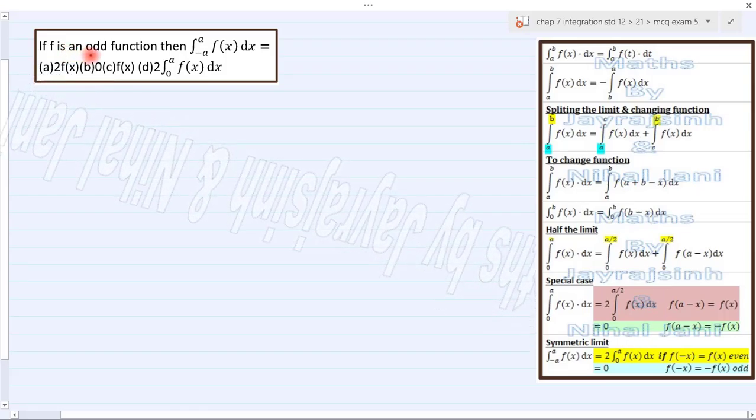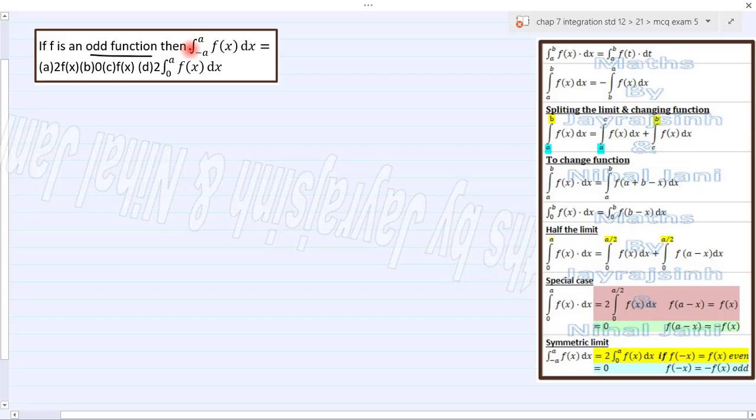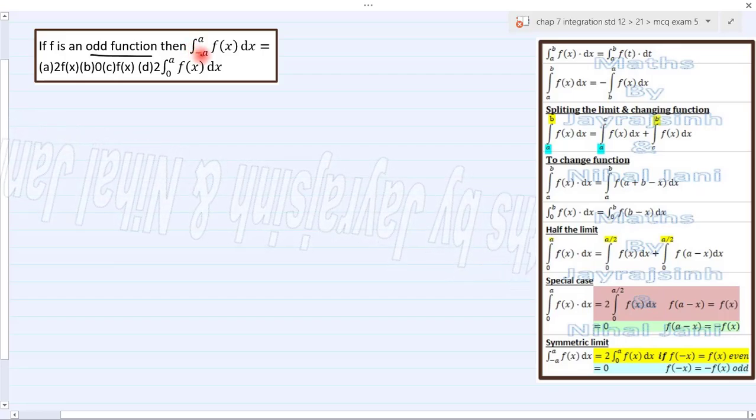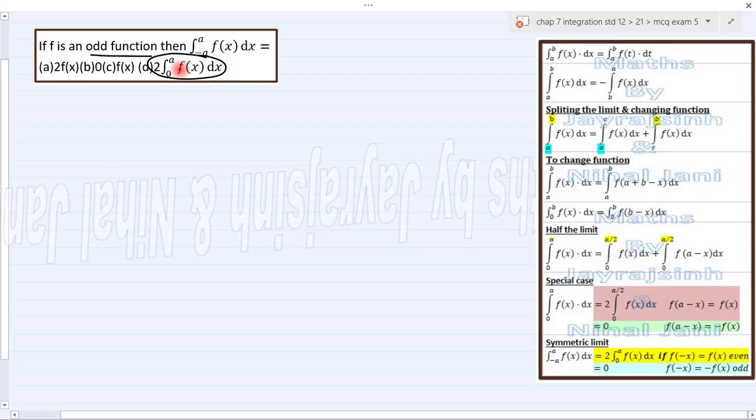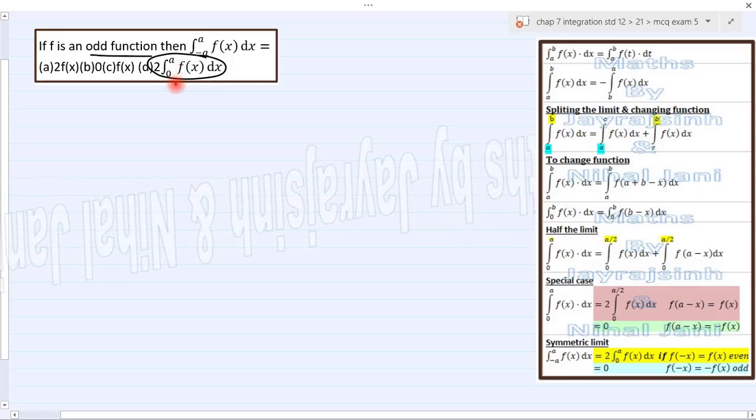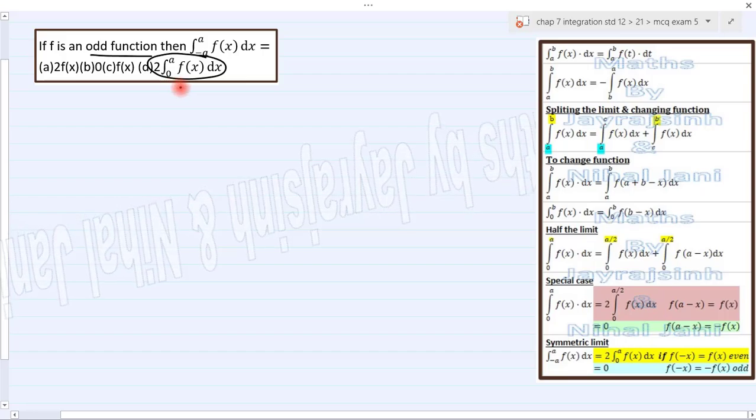If f is an odd function, then integration from minus a to a is 2 times integration of f(x) from 0 to a. It is the property of definite integral. So, ta-da!